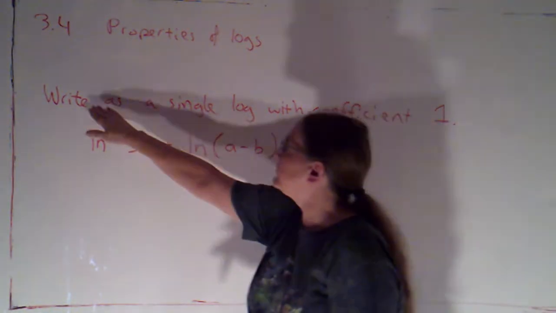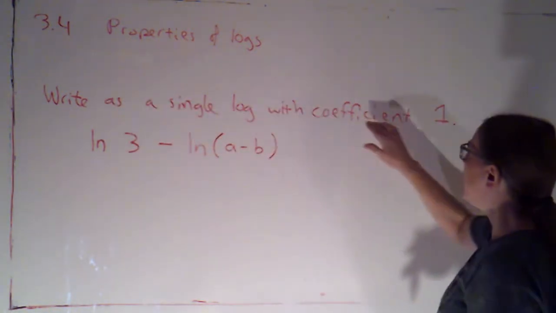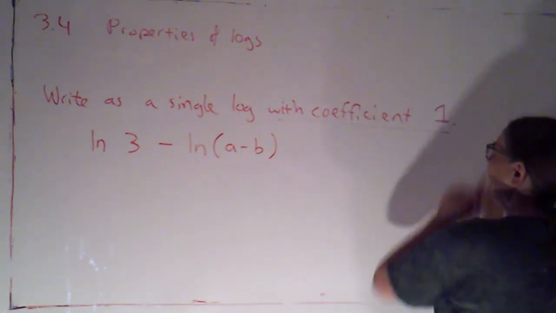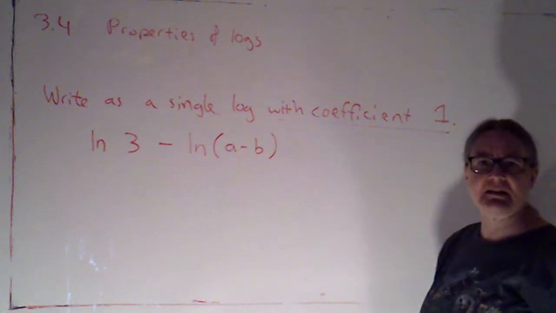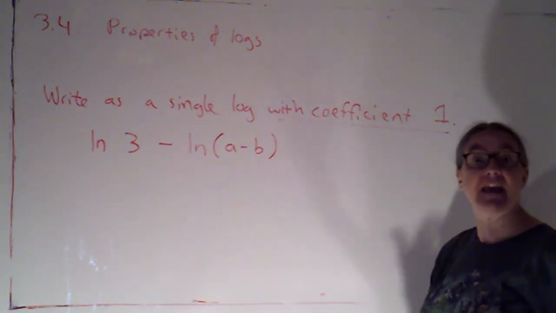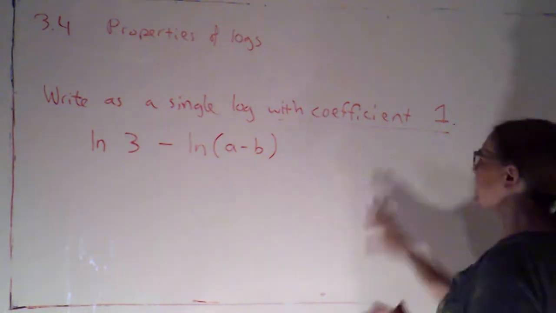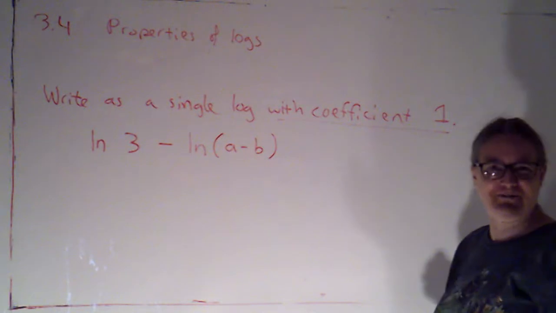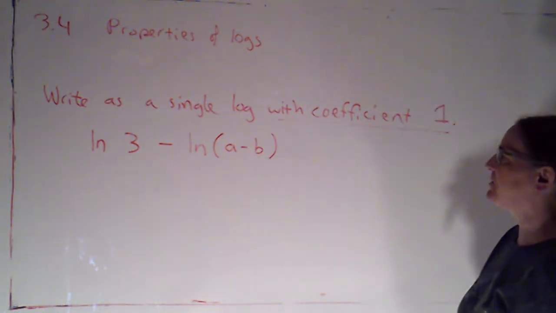Those directions will generally say write as a single log with coefficient 1. Right now, that part of the definition isn't particularly necessary. That's going to become more relevant once we learn the next rule of logs, but I just want to get you used to those directions. So this part is going to sort of take care of itself for this particular problem.